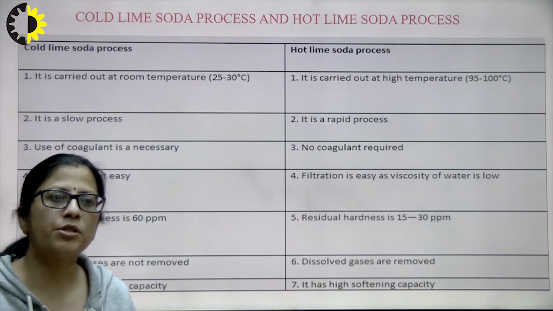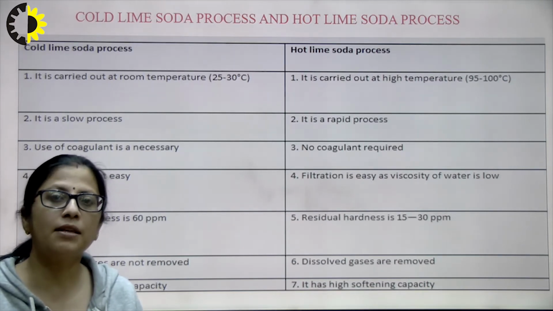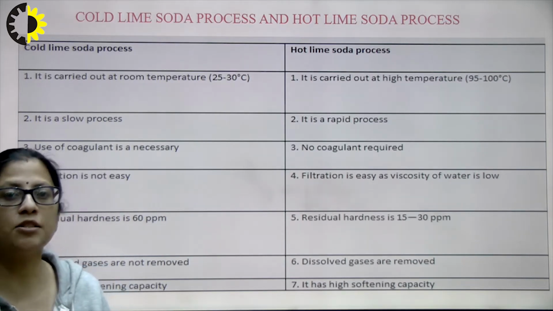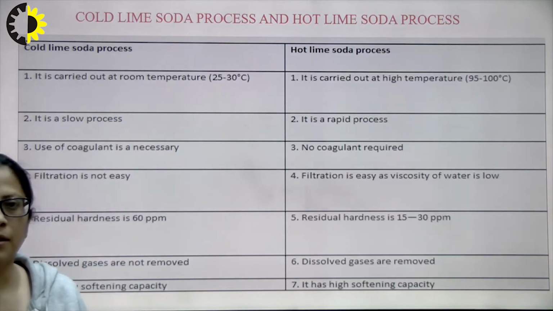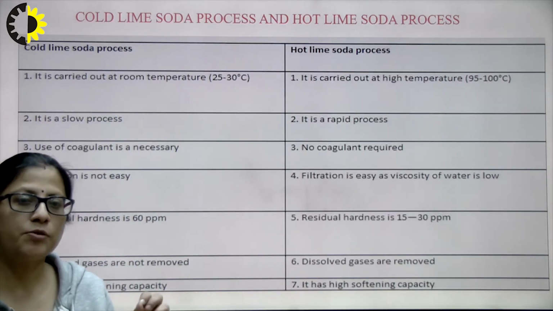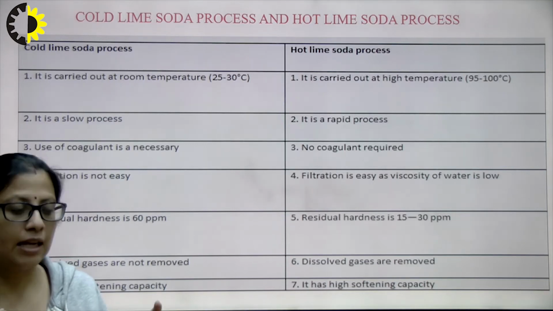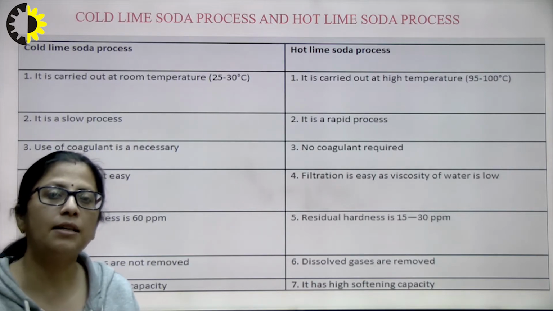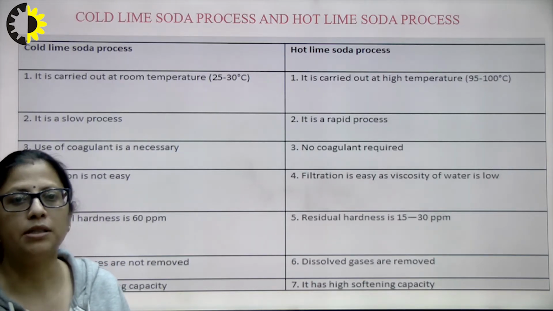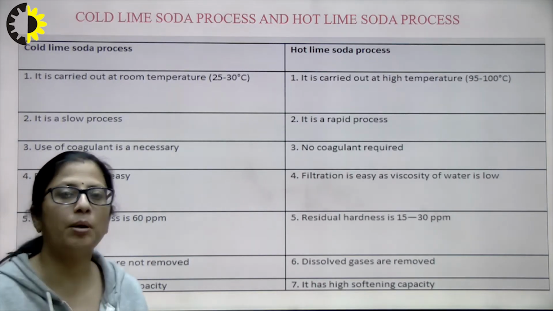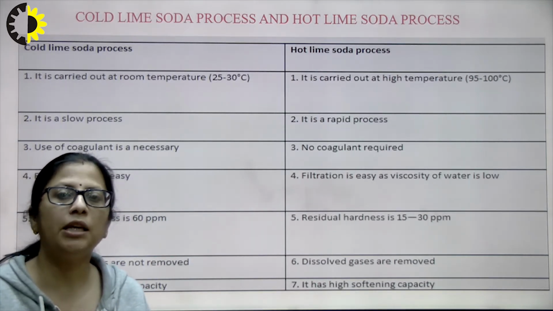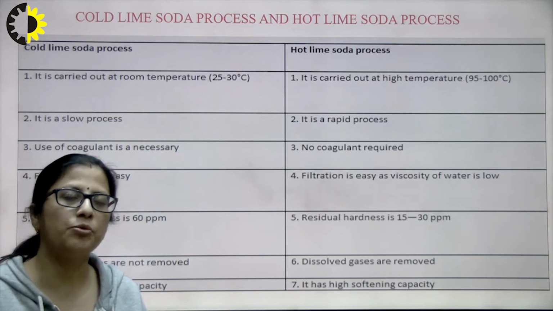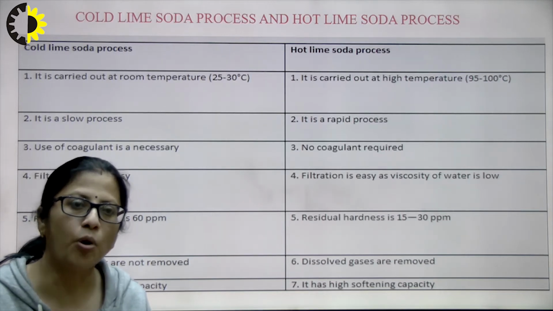In cold lime soda process, we require coagulants. Coagulants like alum, like aluminium sulfate, are required so that they can generate the gelatinous precipitate of aluminium hydroxide, so that the different particles which are formed of precipitate coagulate with each other and form denser particles, and they can get settled down at the bottom of the water tank. But in the case of hot lime soda process, we do not require the coagulants. Precipitation is a rapid process in the hot lime soda process, therefore we do not require the coagulants.